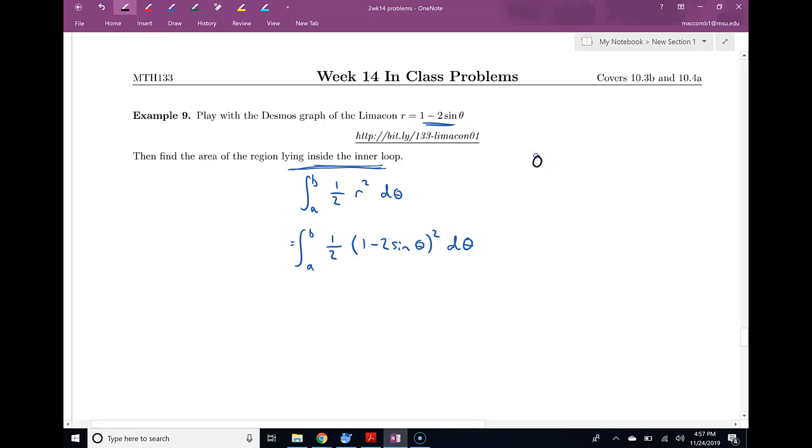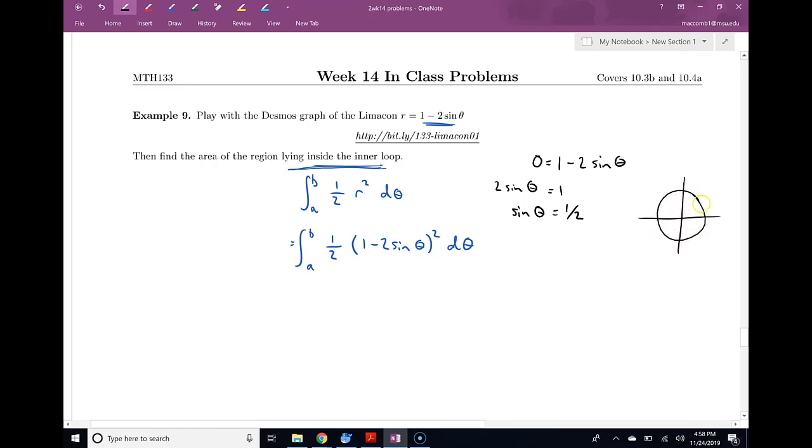Again, I want to know when the radius is equal to 0. We can set up our equation: r equals 0, and we know r in this case is 1 minus 2 sine theta. I can rearrange this, and I get 2 sine theta is equal to 1, or sine theta is equal to 1/2. So I need to know when sine of theta is equal to 1/2. And luckily there are some times on the unit circle when that happens.